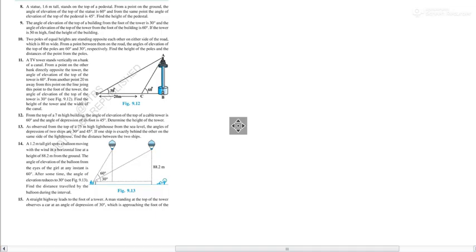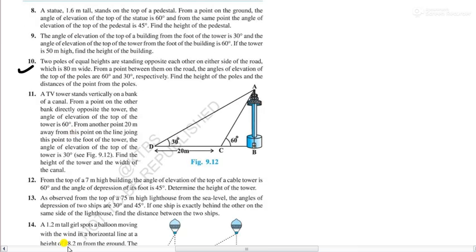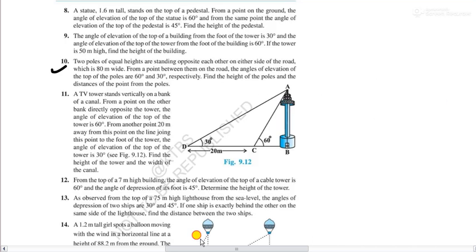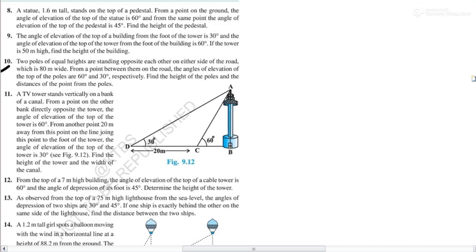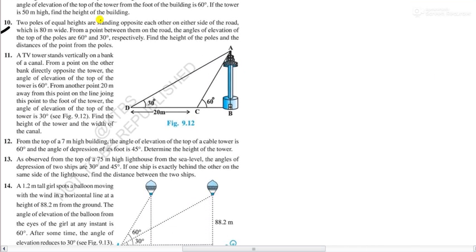Okay, some of you have raised. So question number 10. This time it says that two poles. Two poles of equal height are standing opposite each other on either side of the road.